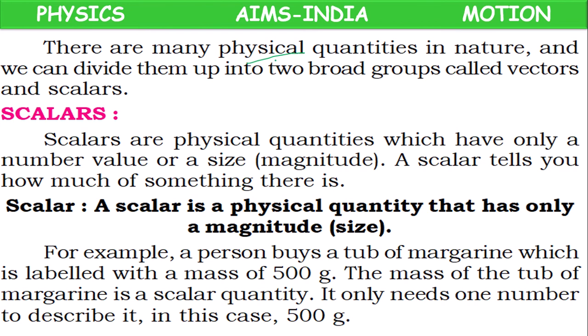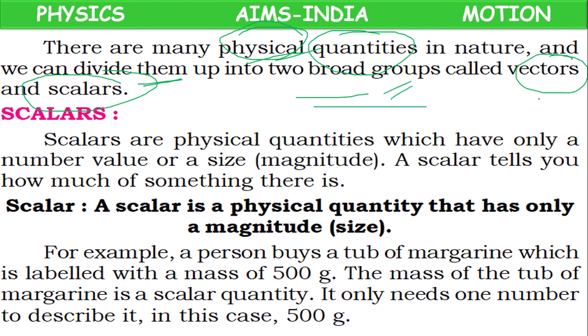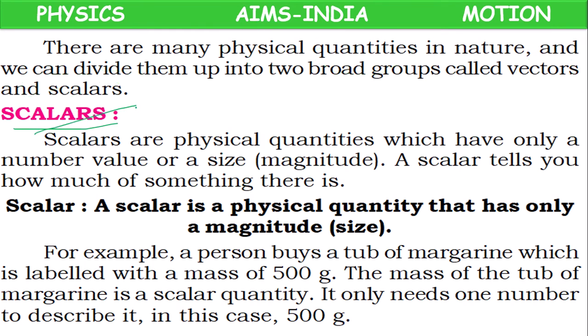All these physical quantities in nature, we can divide into two broad groups called vectors and scalars. Whatever physical quantities we observe in nature or in our daily life, we can group into two categories. One is vectors, another one is scalars. So what are scalars here? Scalars are physical quantities which have only a number value or size or magnitude.